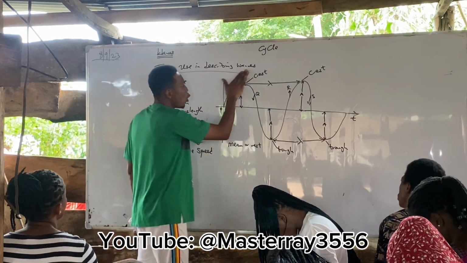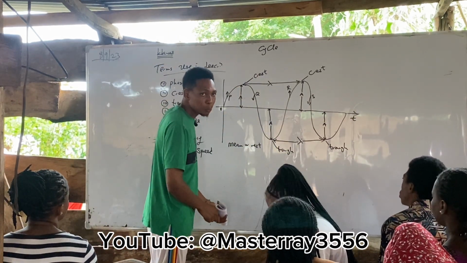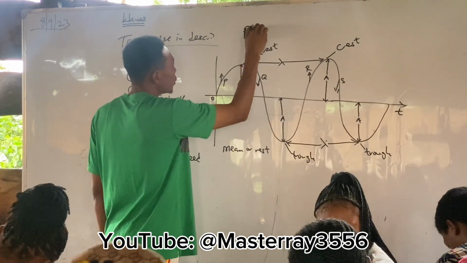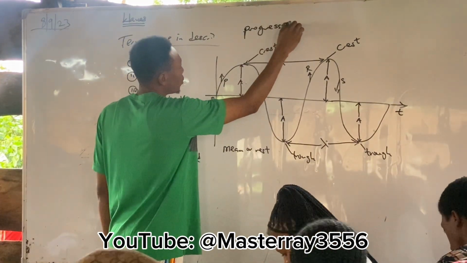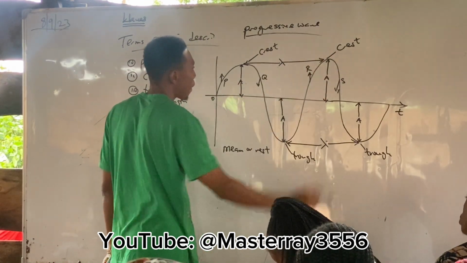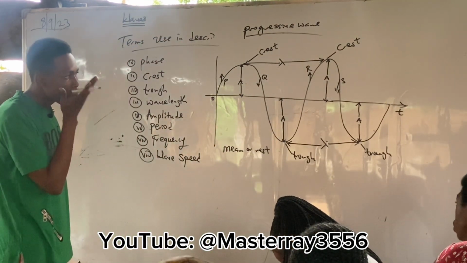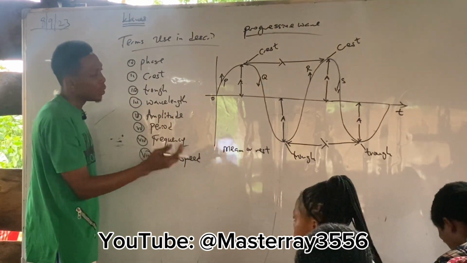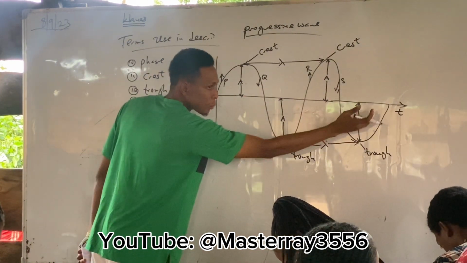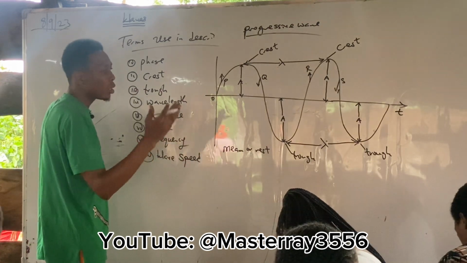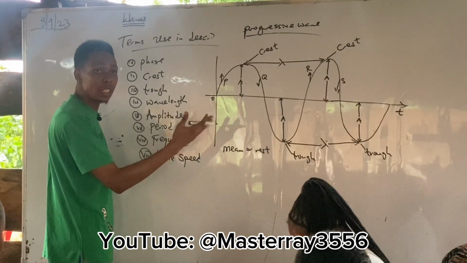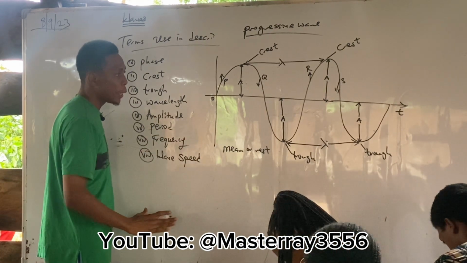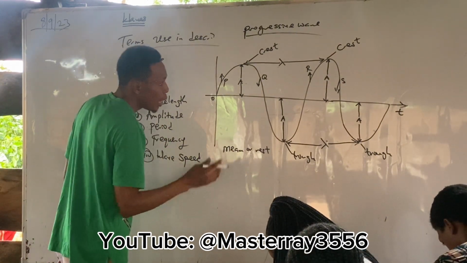Now, what is on the board? This is the diagram for the progressive wave equation. So, progressive wave. Hello, please pay attention. Now, this is how your wave looks. Whenever there is a wave, this is also displayed on your oscilloscope. Maybe when you get to the lab, in your practicals, they are going to show you the oscilloscope.